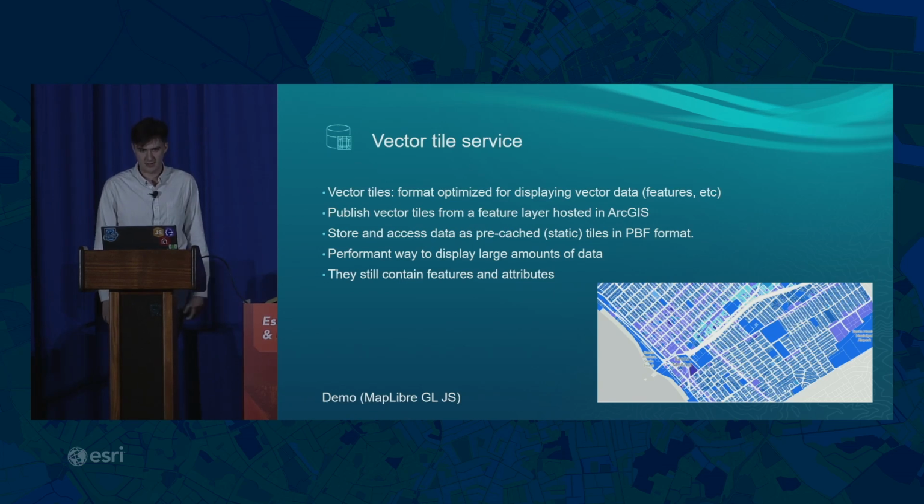To create a vector tile service, you can publish an existing feature layer that's hosted in ArcGIS. All you need to do is go to your ArcGIS Online portal and click Publish as Vector Tile. And it'll create a new vector tile layer hosted in ArcGIS Online. And to load it in to your application, let me just show you an example using MapLibre.